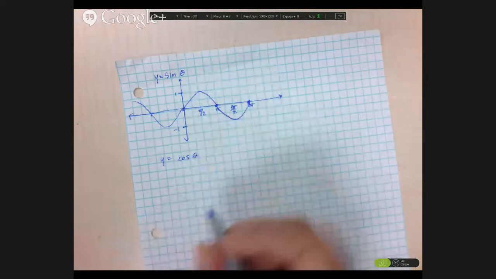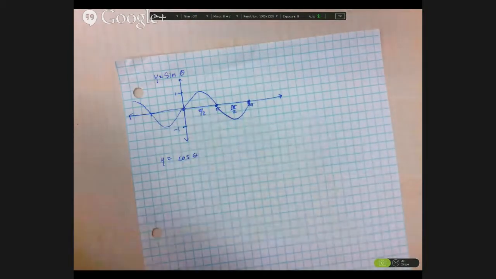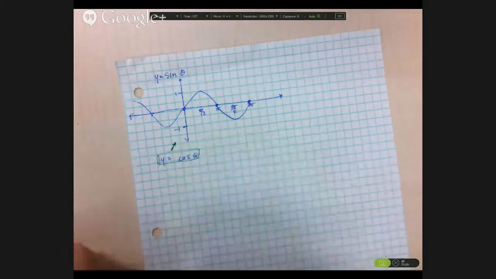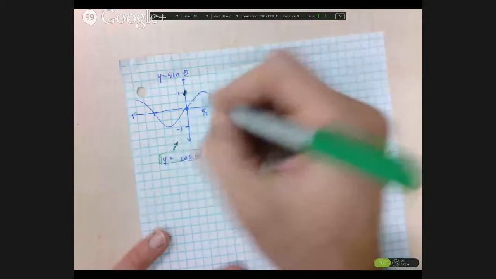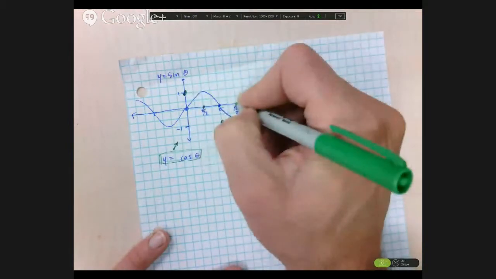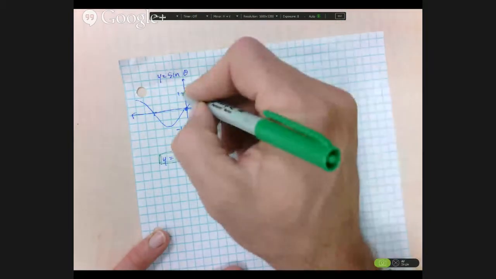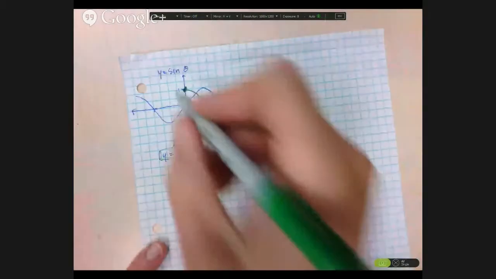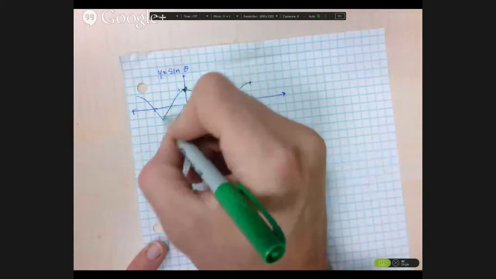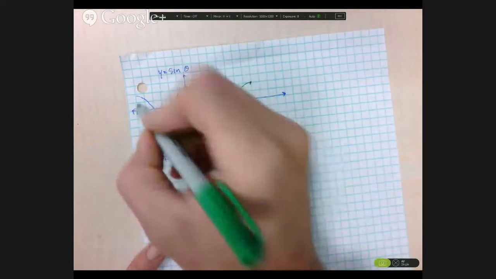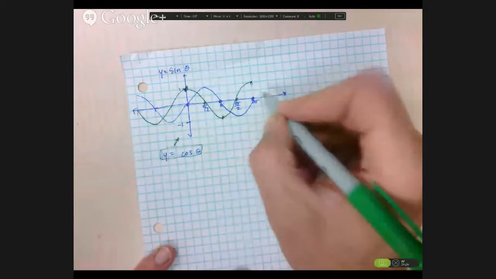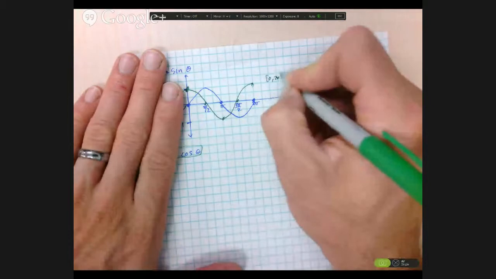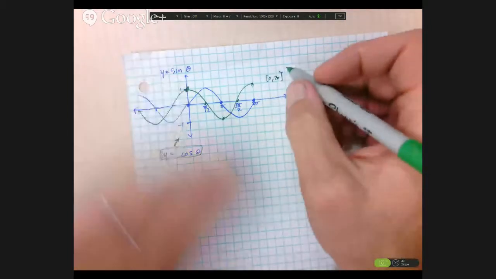Okay. Cosine theta. I'm actually going to put it in green here, just to make it easier. Starts at 1, down, so it makes a smooth curve. And if you want to continue it, you can. Okay, so these continue on if we want, but I'm just doing it on the interval 0 to 2 pi. Remember that interval notation.